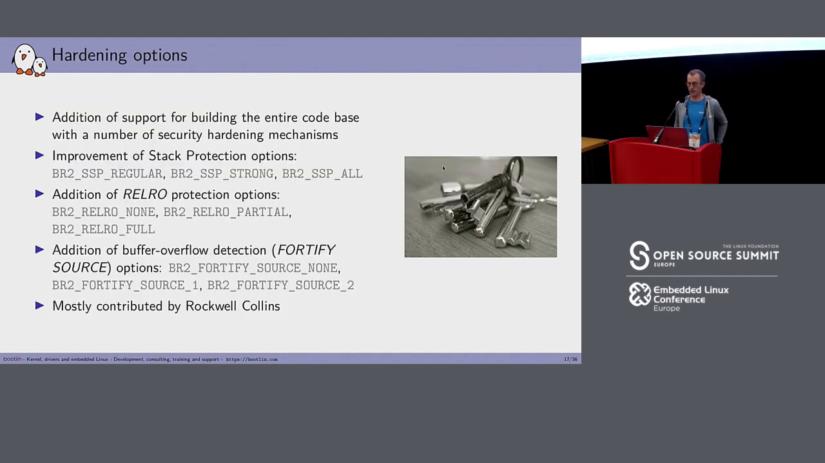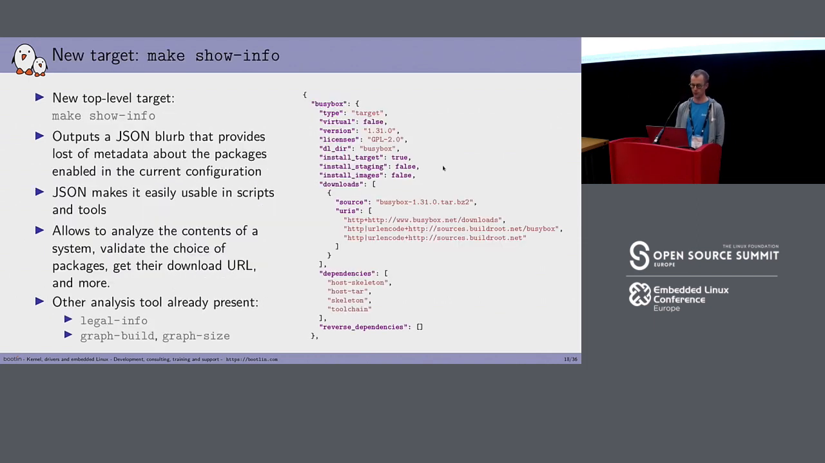All right. Another thing that we've added are hardening options, so support for increasing the security of the binaries that we produce against certain classes of vulnerabilities. So stack protection, RELRO, and buffer overflow detection with the fortify source options. All of that was added so you can build a firmware with more secure binaries. So it's quite nice, and we've recently added more testing effort around those, and possibly we'll move to defaulting to some of those options, rather than no protection at all. But that's on the radar for the future.